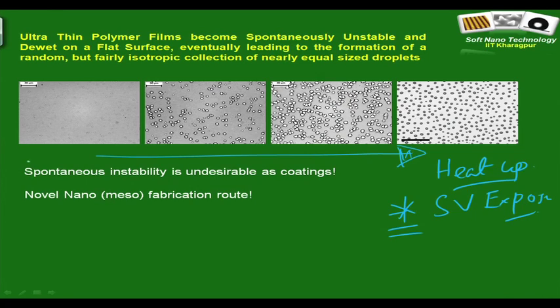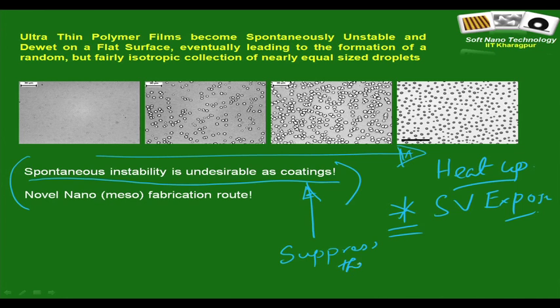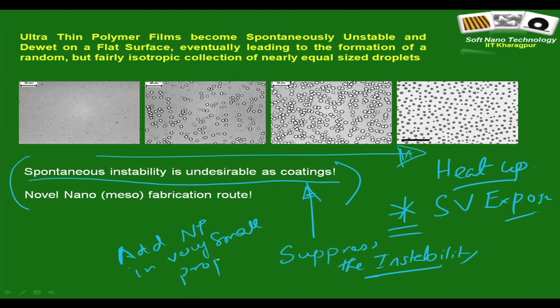However, what is important is that, irrespective of the precise route, this form of spontaneous instability is undesirable as a coating, and I already mentioned that research work is going on to suppress this instability. One of the preferred routes is in fact to add nanoparticles in a very small proportion. What happens is very exciting. Instead of a pure homopolymer film, you now actually have a nanocomposite thin film. You have these nanoparticles, and these nanoparticles exhibit dynamics with respect to the polymer chain.